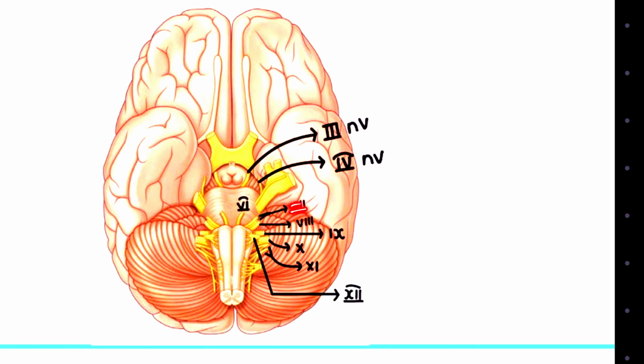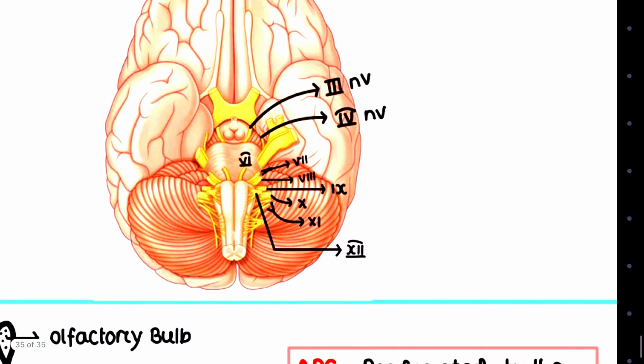Similarly the seventh cranial nerve is coming from the ponto-olivary junction, right? The eighth is coming from behind our olive. So this was the complete pontomedullary junction. Now the nerve coming from between this pyramid and this olive is our twelfth cranial nerve. So this was about this diagram.